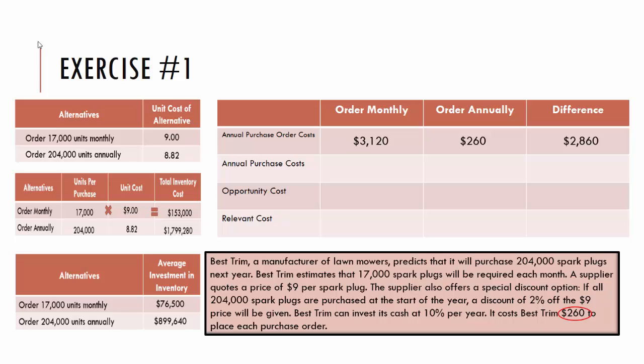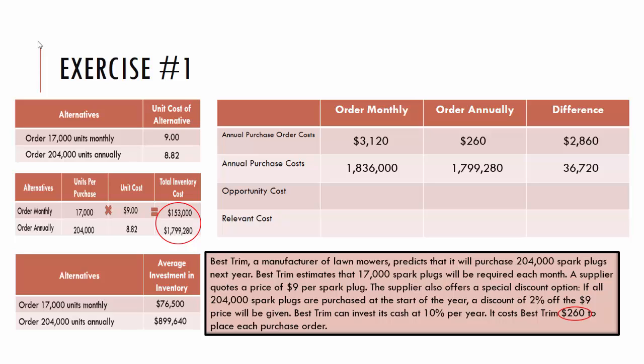What will their annual purchase cost be? Well, we already figured out over here that if they order monthly, it's $153,000 per month, which means their annual purchase cost is going to be that $153,000 times 12, or $1,836,000 they're going to spend acquiring spark plugs. If they order annually, they're going to make one purchase, and that one purchase is going to cost $1,799,280, which means by ordering monthly and foregoing that 2% discount, they're going to end up spending an extra $36,720 on those spark plugs during the year.